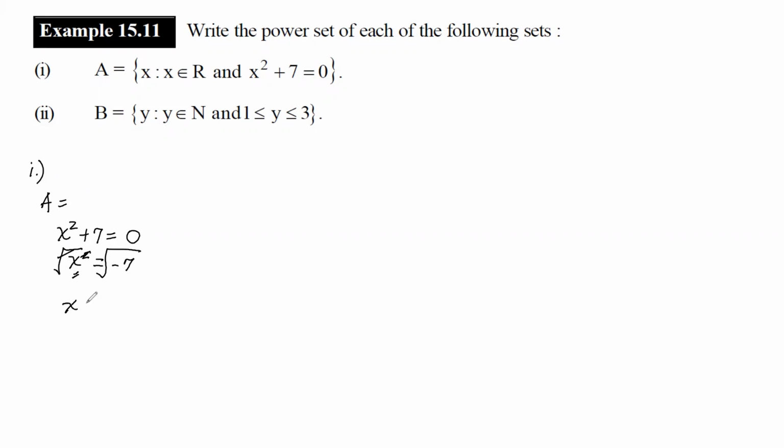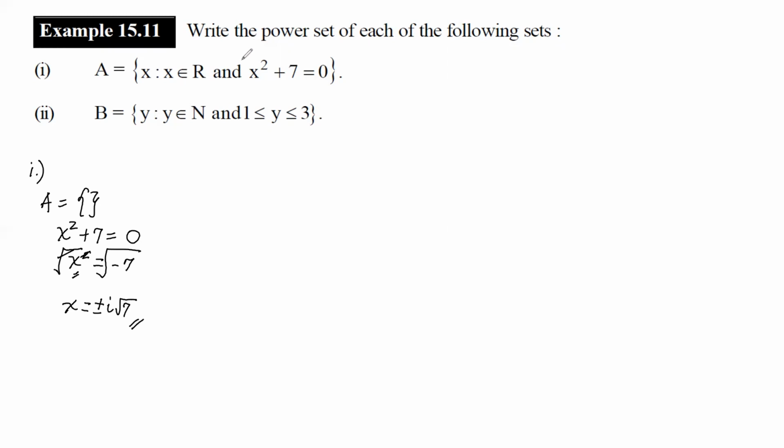So we'll have x equals plus or minus i square root of 7, which is not a real number. Okay, i square root of 7 and negative i square root of 7 do not belong to the set of real numbers. So therefore, set A is a null set.